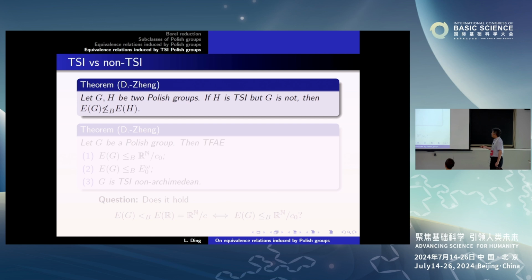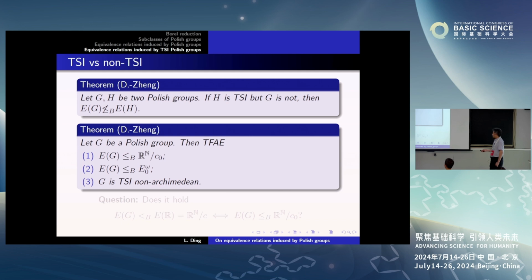Let G and H be 2 Polish groups. If H is TSI but G is not, then the same thing happens, i.e. EG cannot resolve to EH. More than this, let G be a Polish group, then the following are equivalent. First, EG is below C0, and second, EG is below E0 omega, and third, G is TSI non-archimedean. These 3 are the same. So that means we can see that there is no EG between E0 omega and C0.